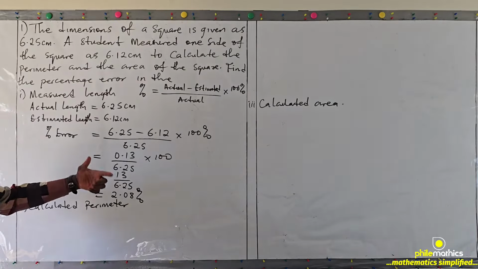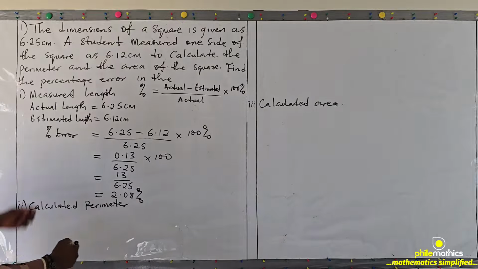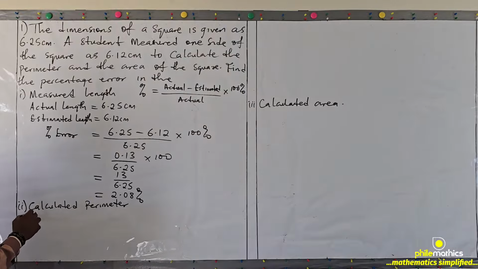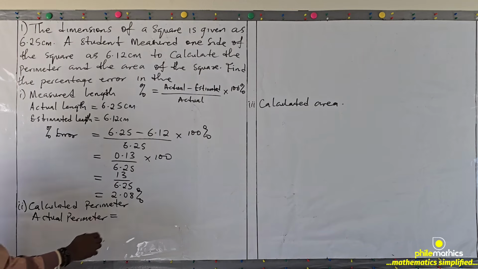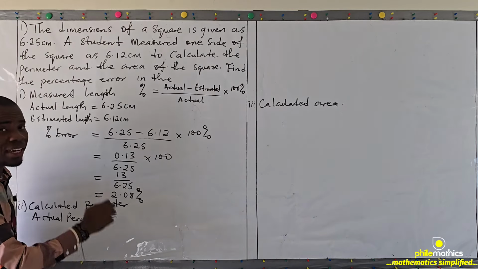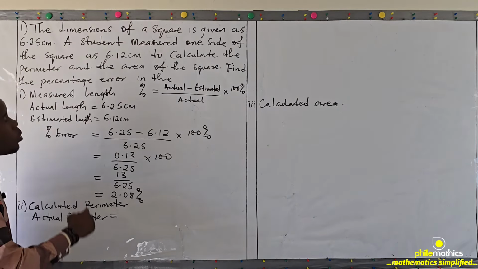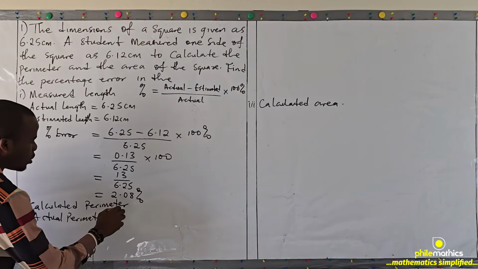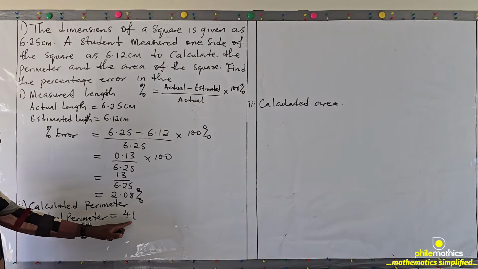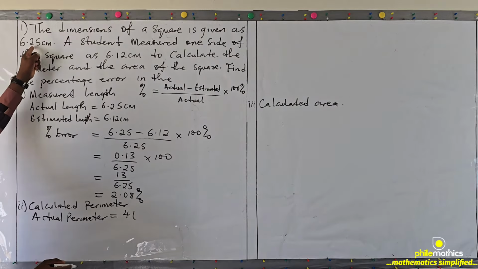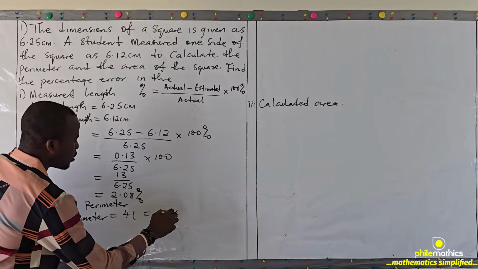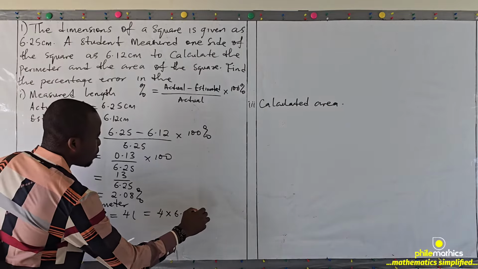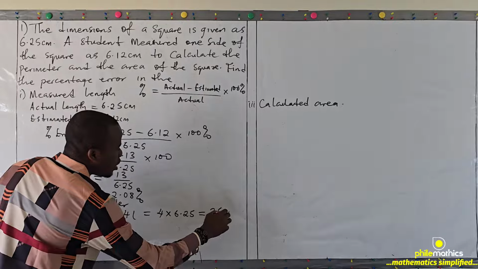You want to recall the perimeter of a square. So we'll do the same thing. The actual perimeter is the distance around a square, which is L plus L plus L plus L, which is 4L. And so each length for the original is 6.25. So this is 4 times 6.25. Multiply this, we'll get 25 cm.